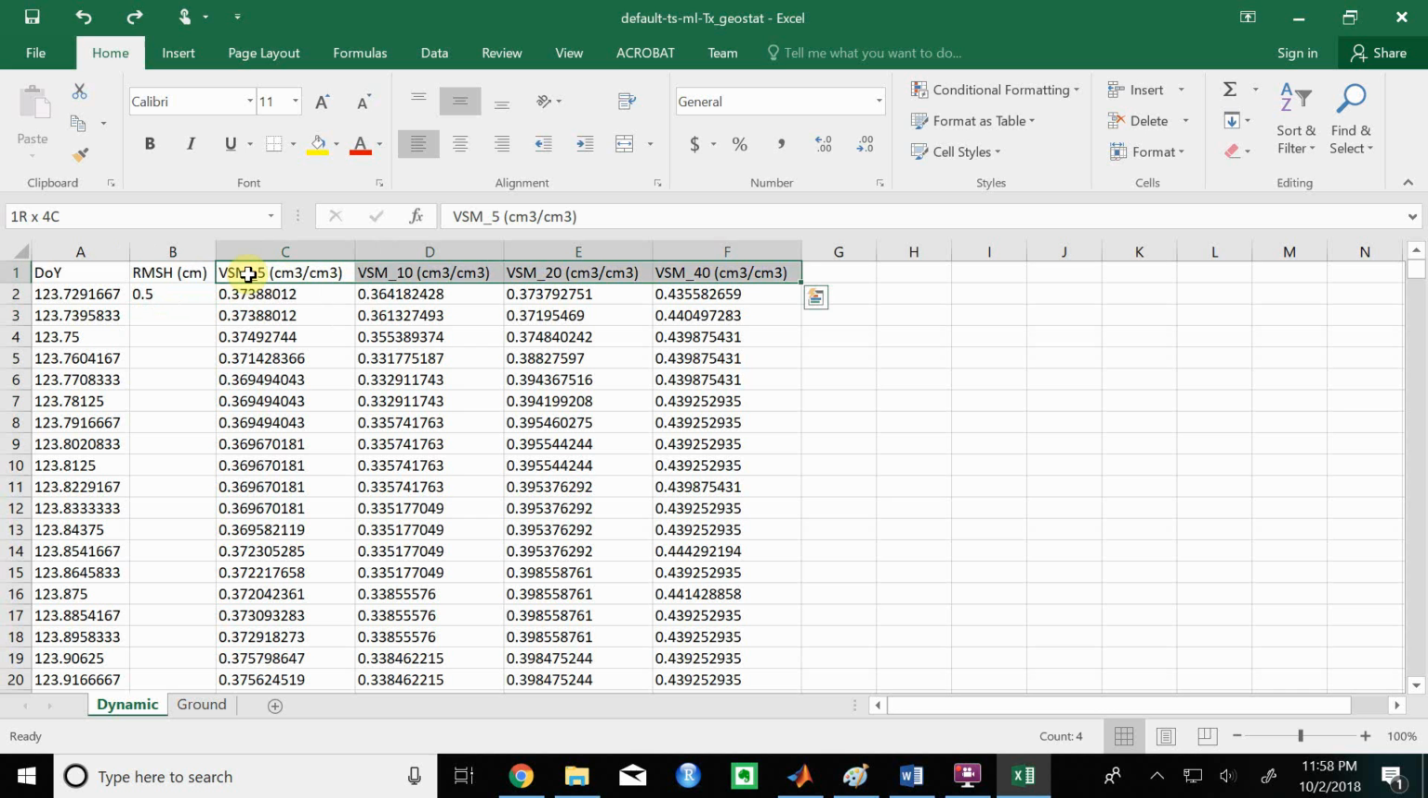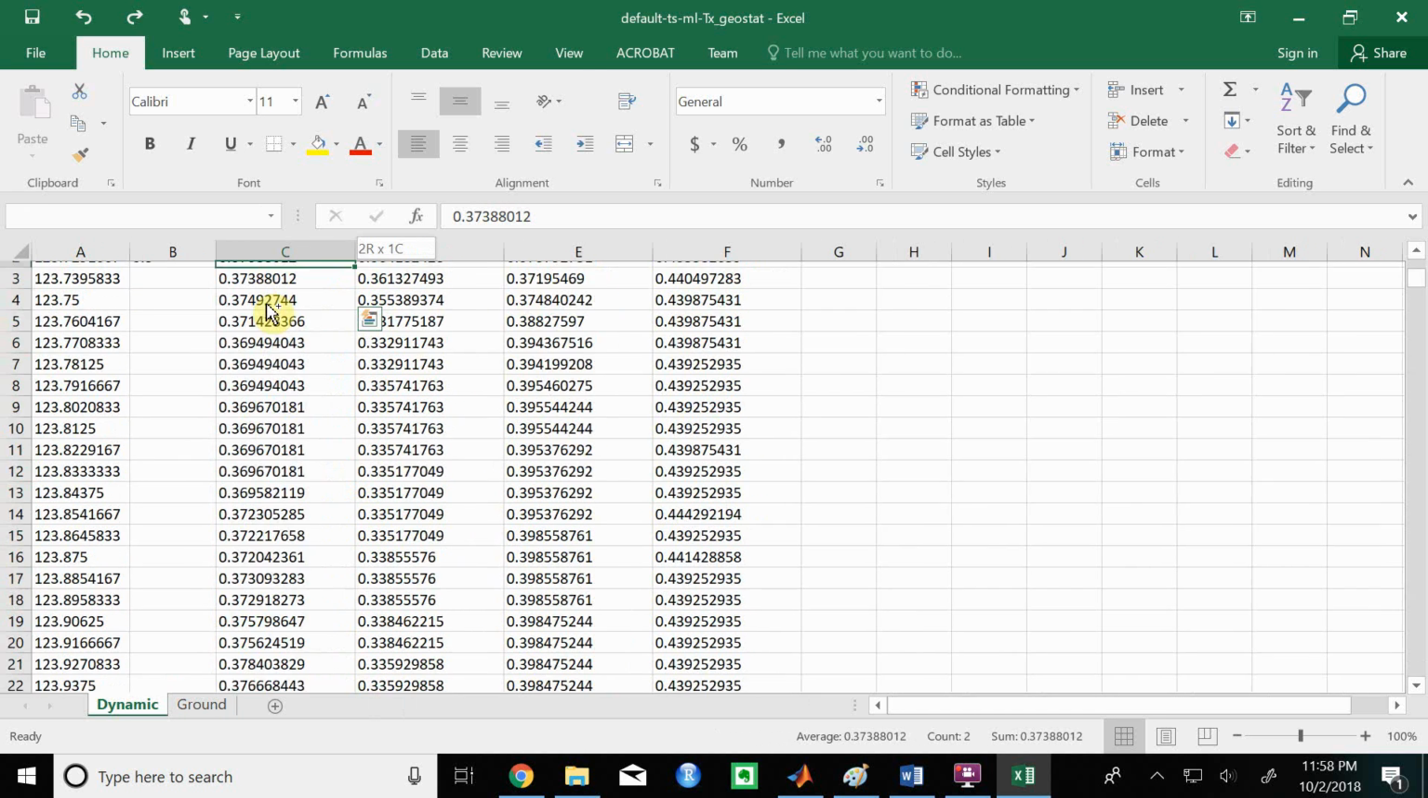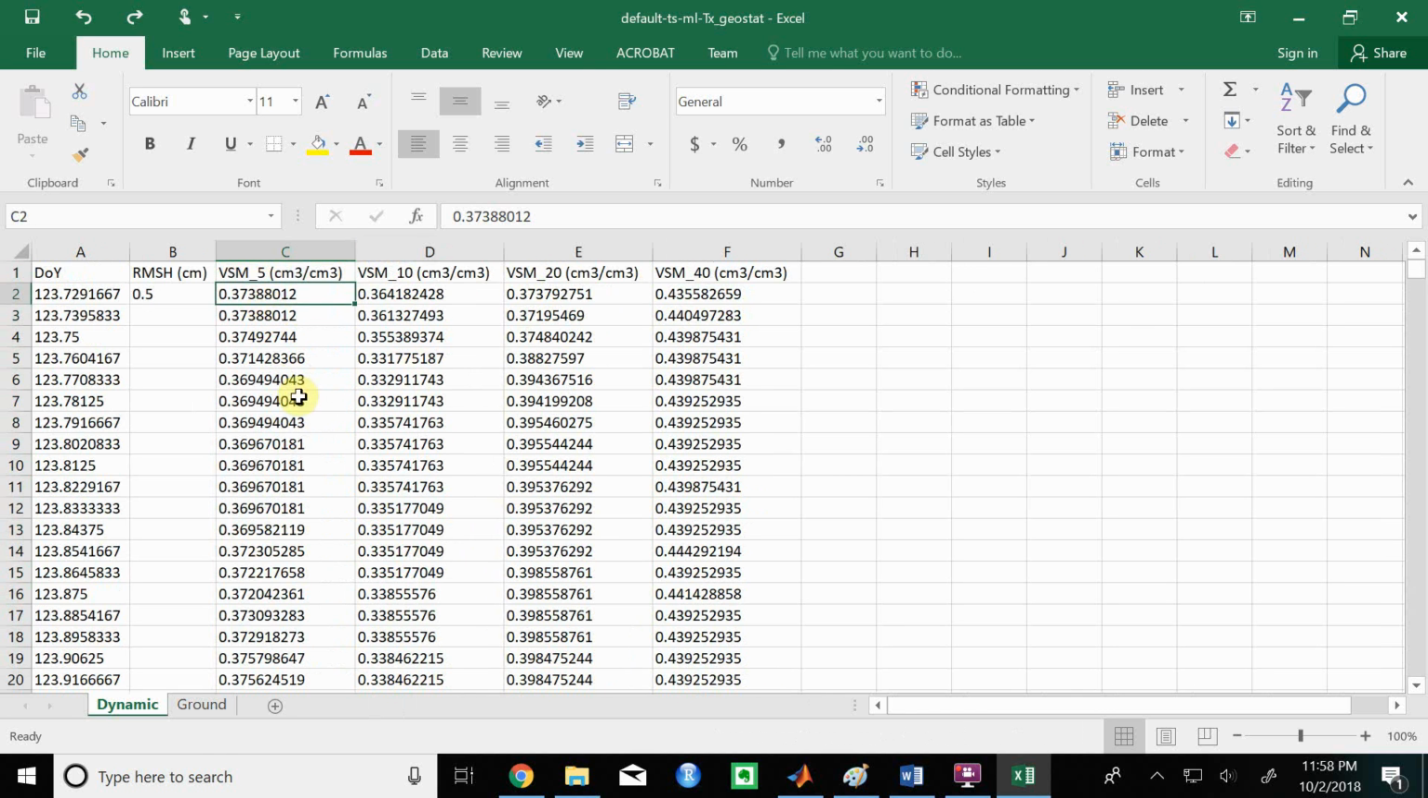And the final columns that we see here are the volumetric soil moisture values at different locations, at different depths. These values are declared in the ground sheet and are filled out in the dynamic sheet. So let's take a look at the ground sheet.